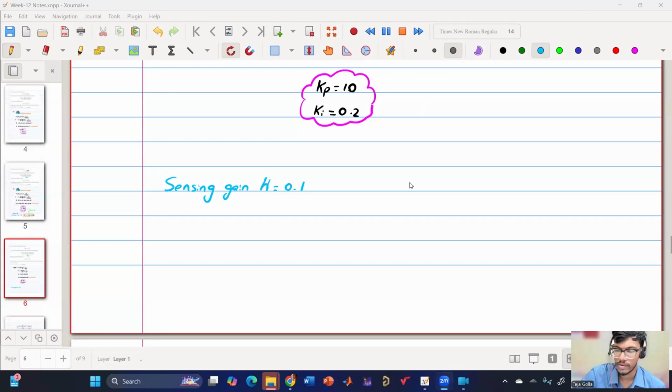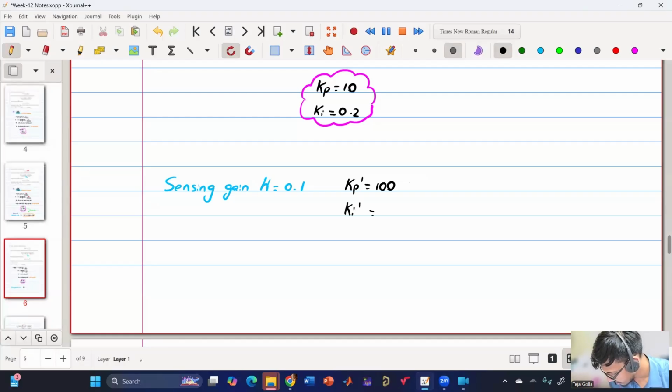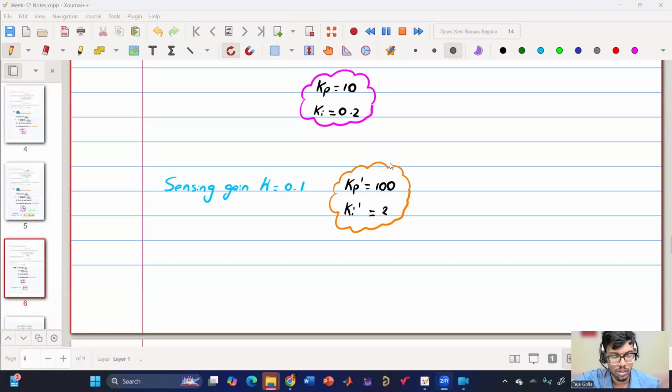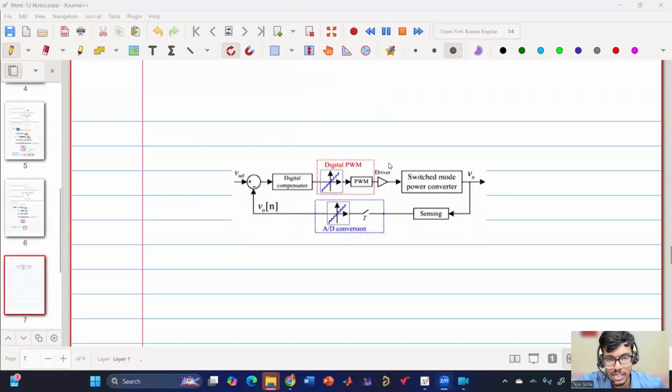Because we have a product of 0.1, we have to divide by 0.1 or multiply by 10. So now the new gains KP dash will be KP into 10, which is 100, and KI dash will be KI into 10, which is 2. So we have 102. So that's how we get the gains KP dash as well as KI dash. Is this clear for everyone? Yes, sir. Okay. So now we'll move to the digitization aspect.